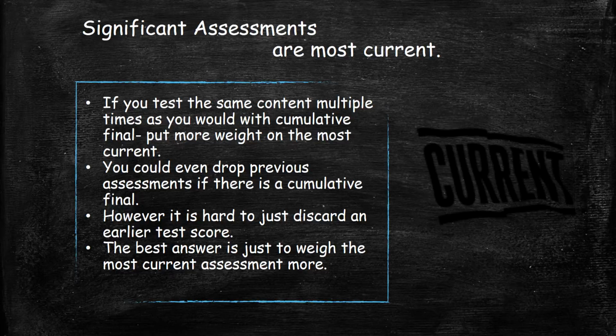Significant assessments are most current. If you test the same content multiple times, as you would with a cumulative final, put more weight on the most current. You could even drop the previous assessments if there is a cumulative final. However, that is hard to do. It is hard to just discard an earlier test score. The best answer to this problem is just to weigh the most current assessment more.